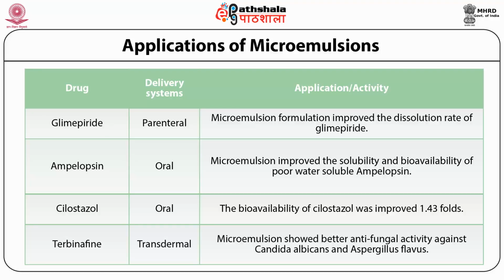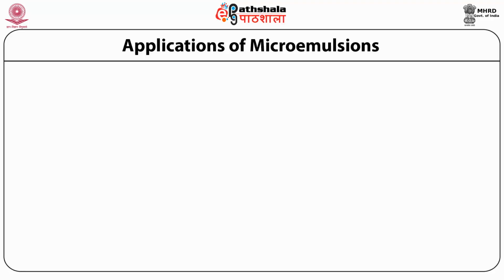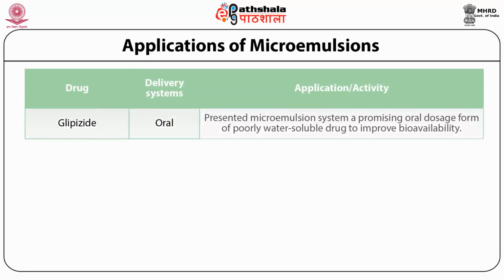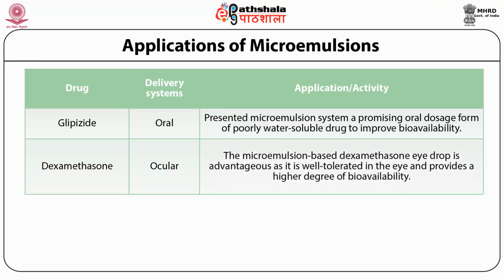and Aspergillus flavus. Another example is glipizide oral microemulsion formulation, which shows to be a very promising oral dosage form, and it improved the bioavailability of glipizide. Then dexamethasone also has poor bioavailability, but the microemulsion based dexamethasone eye drops are advantageous as they are well tolerated in the eye and provide a higher degree of bioavailability.